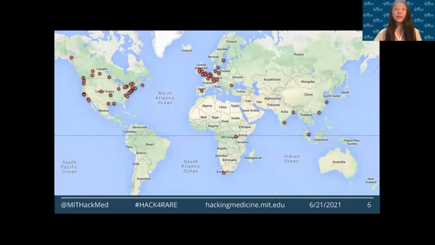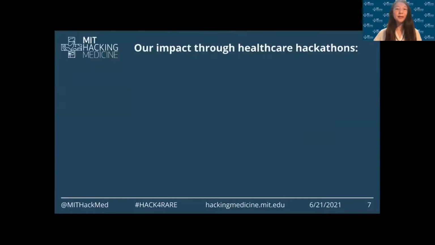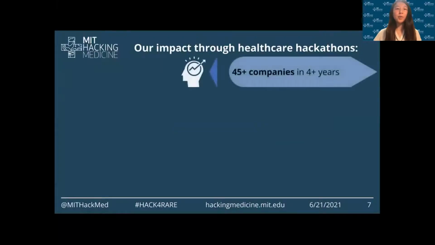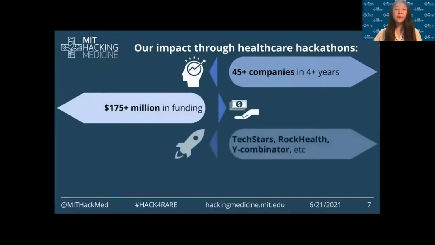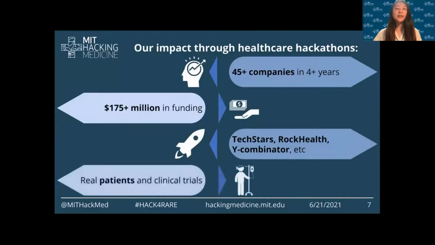We've brought our model to over 30 countries, working with partners all over the world to be able to encourage healthcare innovation within their spaces. And our impact has been very widespread. Over the last 4 years, we've had more than 45 companies come out of our hackathons. They've raised over 175 million in funding, and they've gone on to be funded by VCs such as Techstars, Rock Health, Y Combinator, and more. And more importantly, they've been able to affect real patients and have started real clinical trials. And that's what we're really looking for you to make a real change in the healthcare space.